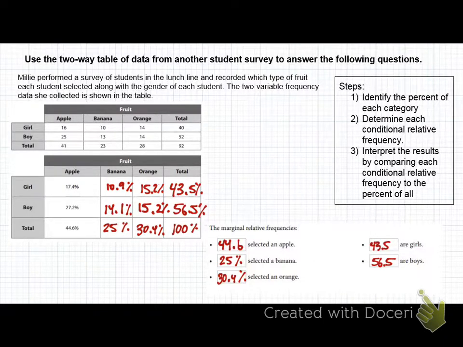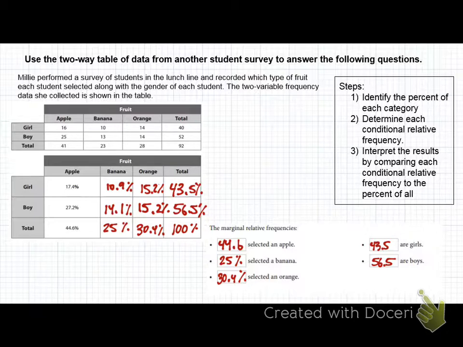So now that we see this, we could easily look at the answers when we want to figure out, okay, what's the percentage of girls that selected it, or percentage of students that selected an apple specifically? Well, there's 44.6% of students, right? Or how many selected a banana, or how many selected an orange, right? And then we also see Millie's percentage of boys and girls, right?